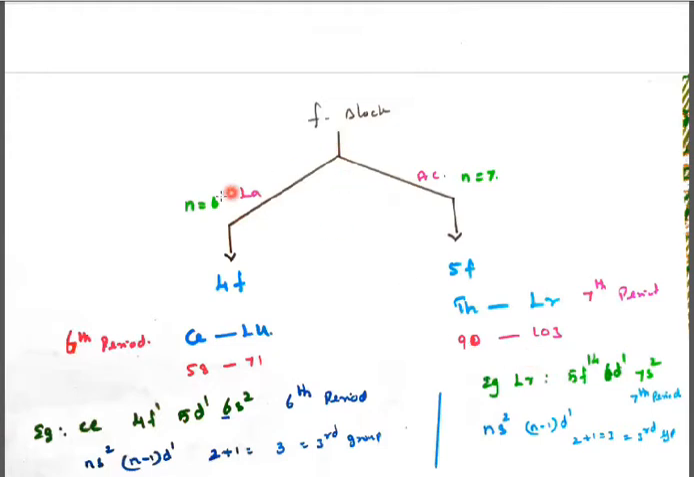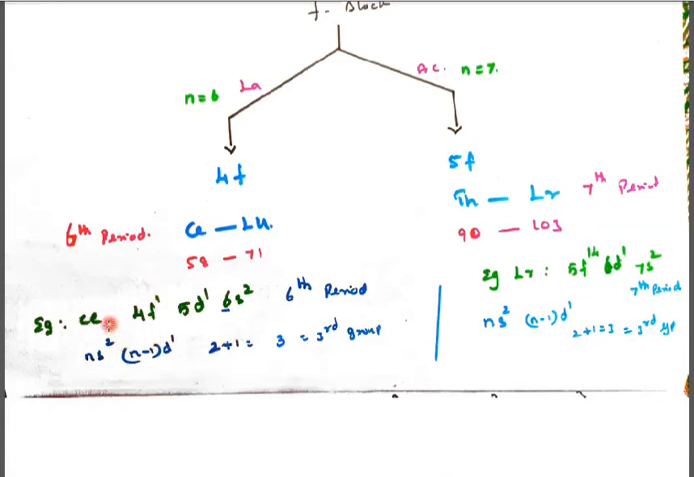Example for f block elements, lanthanoids and actinoids. For lanthanoids n is equal to 6 and for actinoids n is equal to 7. Lanthanoids are 4f orbitals and actinoids are 5f orbitals. The 4f orbitals belong to the sixth period and the 5f orbitals belong to the seventh period, but all 4f and 5f belong to group number 3 alone. The elements are cerium to lutetium and thorium to lawrencium, that is, cerium 58 to 71 and thorium 90 to 103.